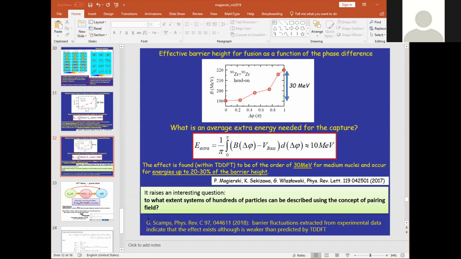Is there a particular mass number for nuclei above which you can use the superfluid description very well? Yeah, this is the reason why we focus on the medium and heavy, because I don't know. This is a good question. I don't expect that you should consider oxygen, for example, or calcium. Maybe it's also too light a nucleus.